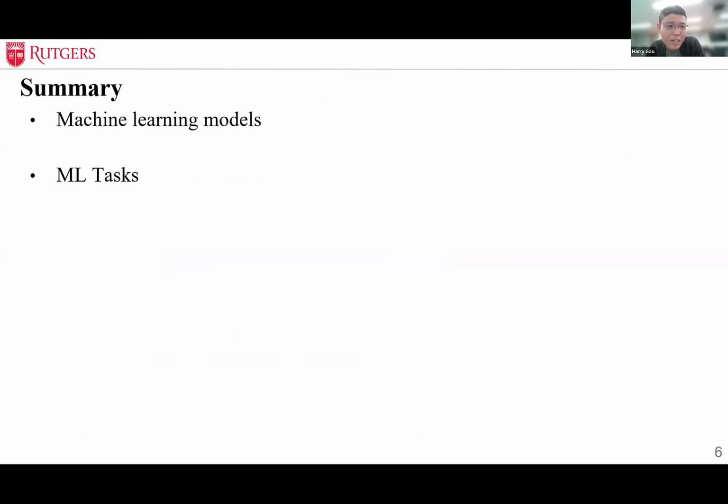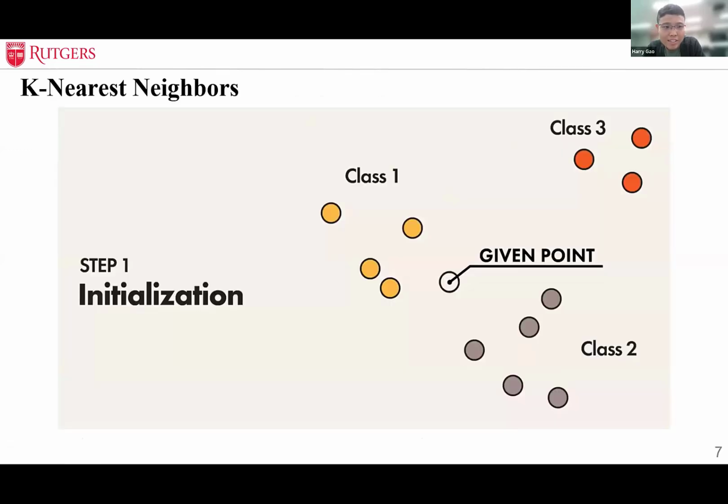So here's a quick summary. We have quickly introduced the machine learning models to you, and the machine learning tasks that those models can help us achieve. And now we have the so-called k-nearest neighbor algorithm. This is one of the algorithms that can help us make predictions. Here I use a very visual example to demonstrate what this algorithm is trying to achieve. And later we'll see the real code together.